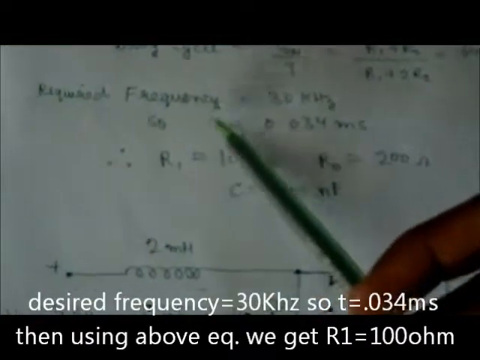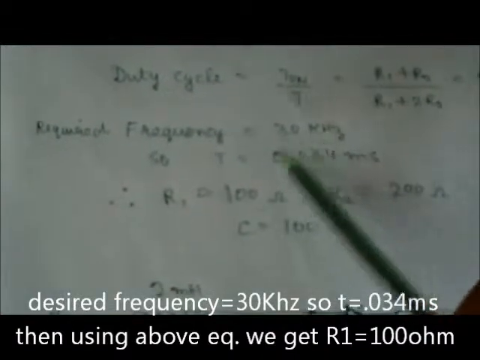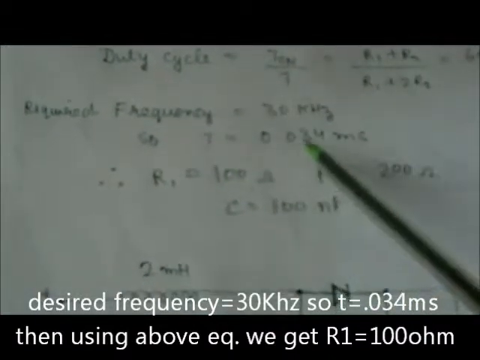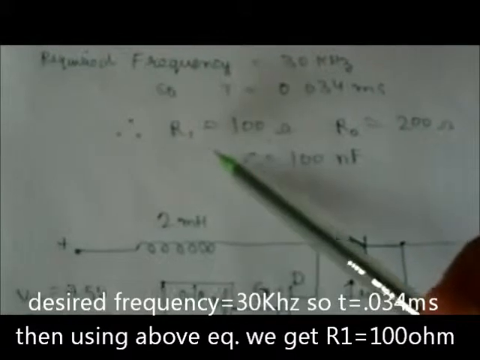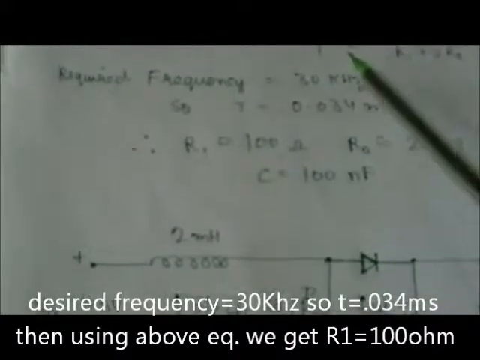Then you can see that the carrier frequency we are using is 30 kilohertz, and the corresponding time period is 0.034 millisecond, and R1 is equal to 100 ohm. Then you put these values in the formula, and you get R1 nearly equal to 100 ohm and R2 equal to 200 ohm. The capacitor generally chosen for a 555 timer circuit is 100 nanofarad.